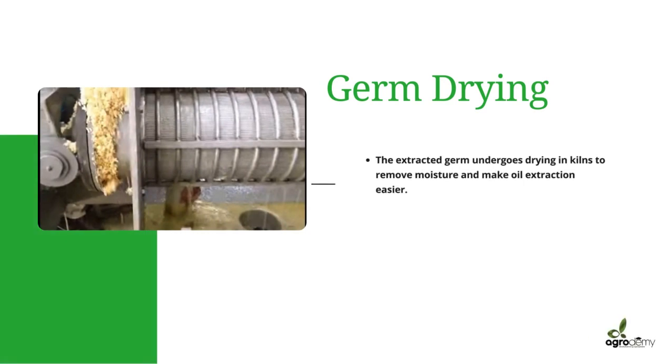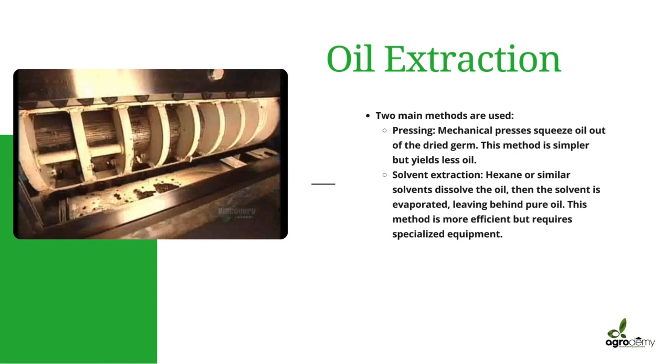After the kernel separation, we have the germ drying. The extracted germ undergoes drying in kilns to remove moisture and to make oil extraction easier.